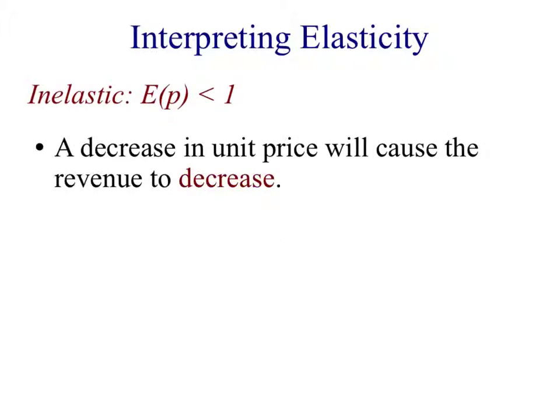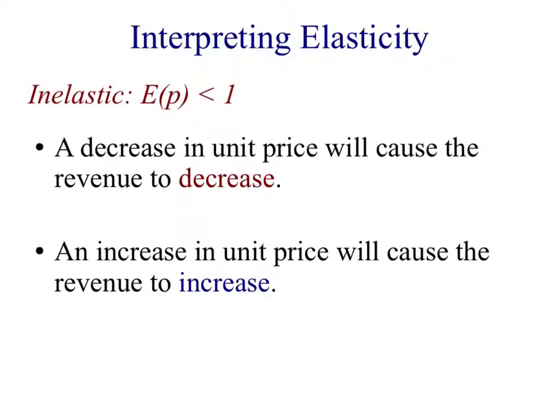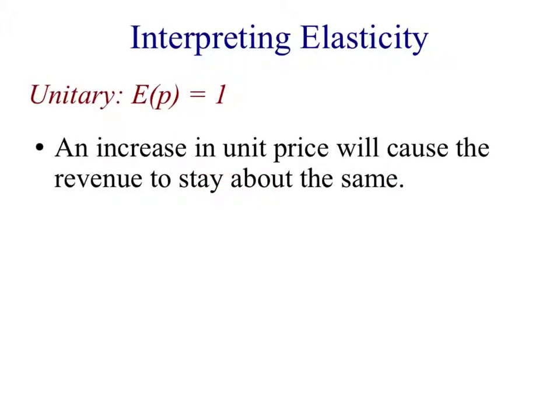For a demand that's inelastic, a decrease in the unit price will cause the revenue to decrease, and an increase in the unit price will cause the revenue to increase. Finally, if the demand is unitary, with E of p equal to 1, an increase in the unit price will cause revenue to stay about the same.